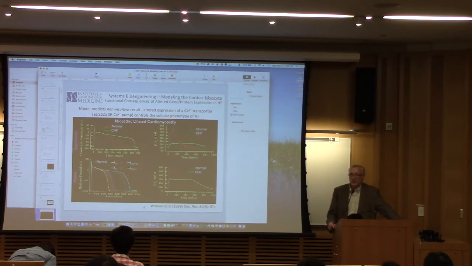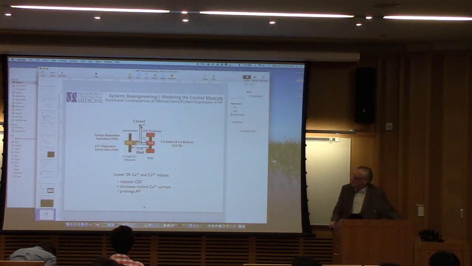And so people scratch their heads and wonder, why in the world would downregulation of a calcium pump have this whopping big effect on action potential duration? But not the potassium currents. We thought they were the players, not the calcium pump. So we went on to probe this.